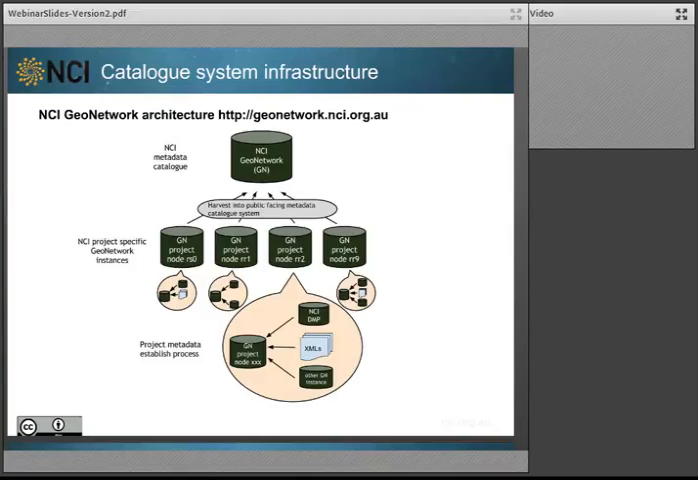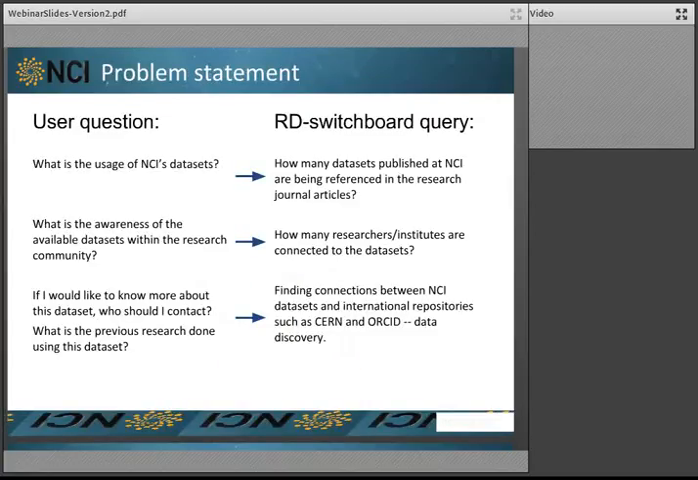Some of the nodes are harvested from the data provider. Other nodes are created by the data provider directly within the node. The two-level catalog are linked using the parent identifier field in ISO 19115. So far, this is what NCI has been managing.